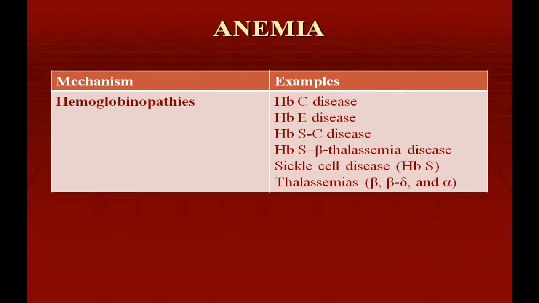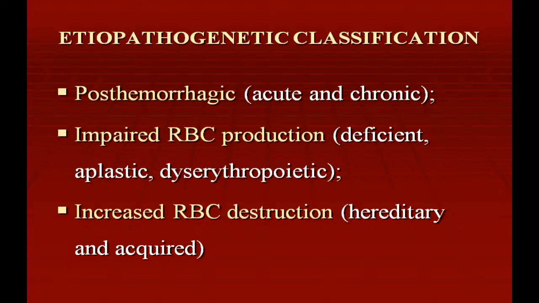And different hemoglobinopathies, which we also sometimes may see in our practice: hemoglobin C disease, hemoglobin E disease, sickle cell disease, thalassemias also. So these are the main mechanisms and examples of different forms of anemia. As a short conclusion, we may divide all anemias into three main forms: post-hemorrhagic, due to blood loss, impaired RBC production, and increased RBC destruction.